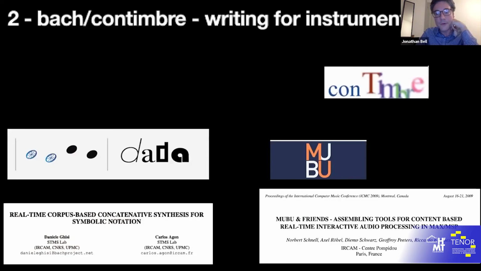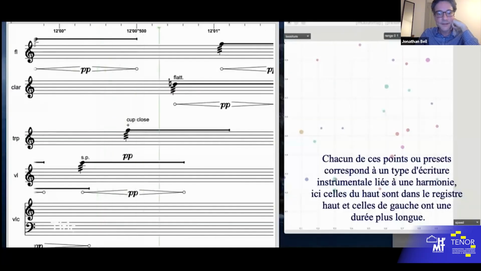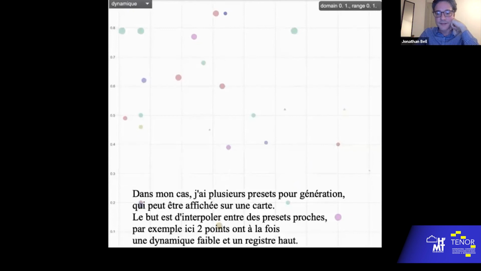I would like to conclude with instrumental writing and the linkage with the Contimbre library, used in combination with Dada and Mobu. The idea here was to explore the navigation within a multi-dimensional space and thus try, well, really it's an attempt, to approach domains like machine learning and AI. The goal is to interpolate between closed presets.